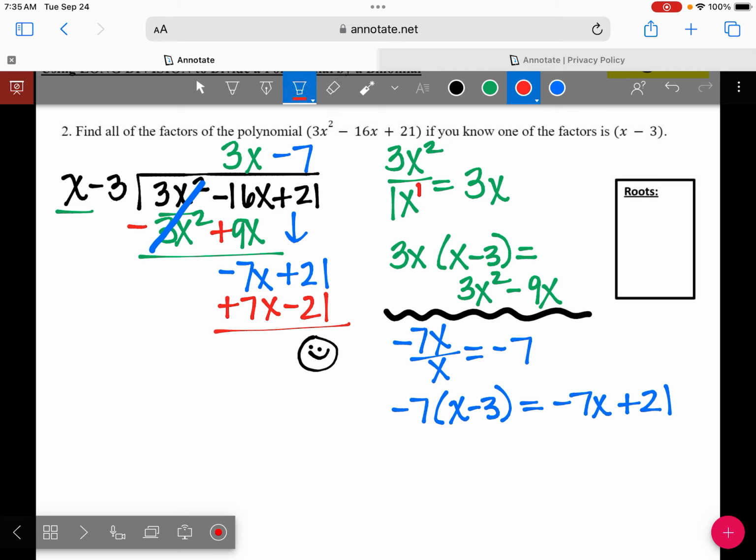So your last step is to set this one equal to 0, and then also set what's on the hood equal to 0. So go ahead off to the side, take x minus 3, set that equal to 0, and then 3x minus 7. One of your answers will be a fraction and the other one will not.